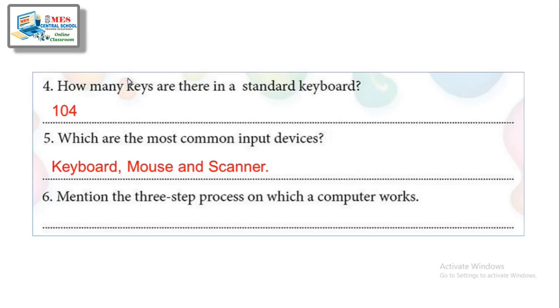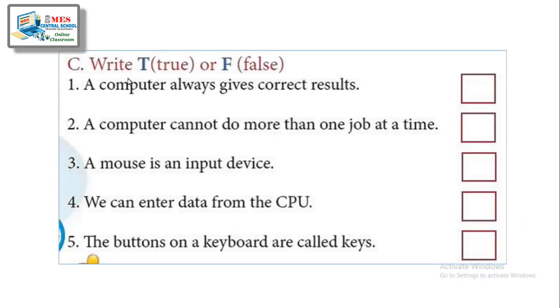Mention the three-step process on which a computer works. The computer works on a three-step process, that is input, processing and output. This also you may write in your notebook. True or false? A computer always gives us correct result. Answer is true. A computer cannot do more than one job at a time. The answer is false. The computer can do more than one job at a time.